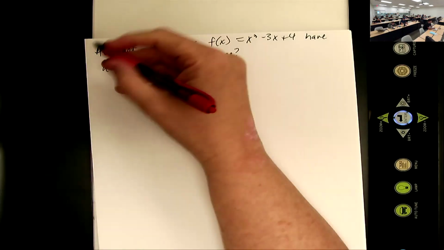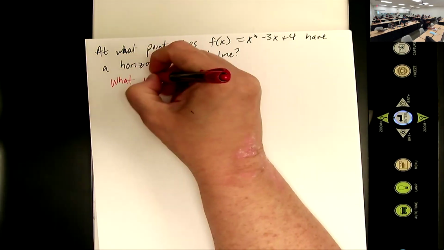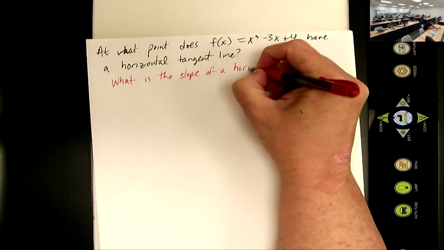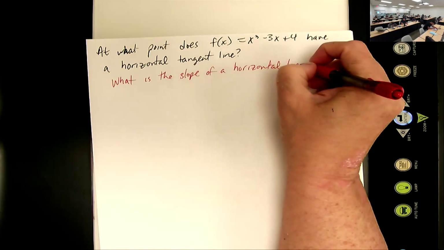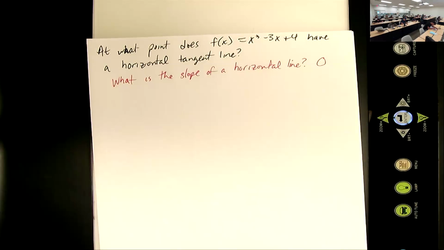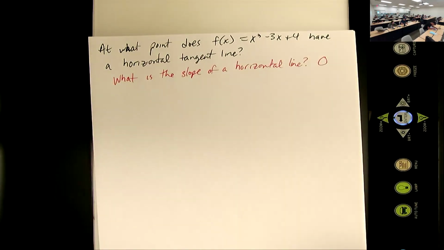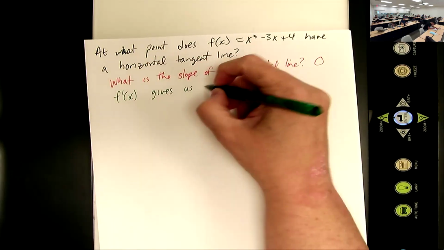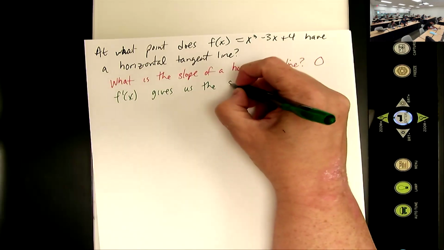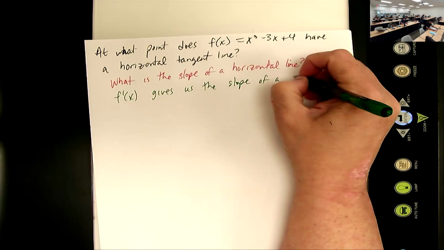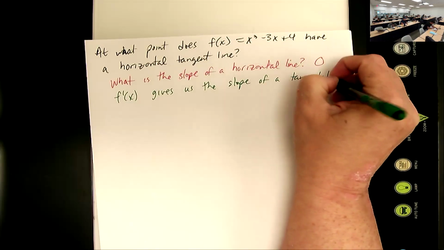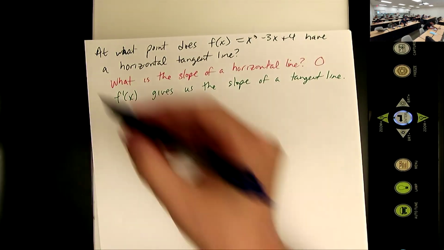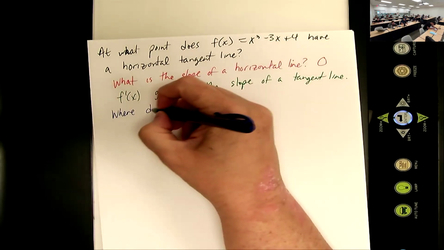So what is the slope of a horizontal line? 0. It's 0, right? And recall f prime of x gives us the slope of a tangent line. So what this question boils down to is where does f prime of x equal 0?